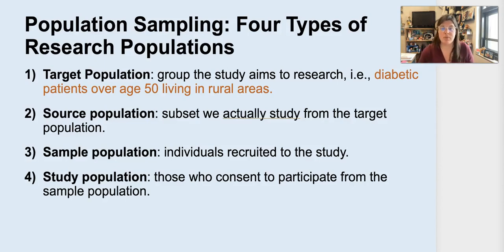One, our target population is going to be the group the study aims to research. So, for example, diabetic patients over the age of 50 living in rural areas. So that in itself already gives an inclusion and exclusion criteria to what we are looking for.